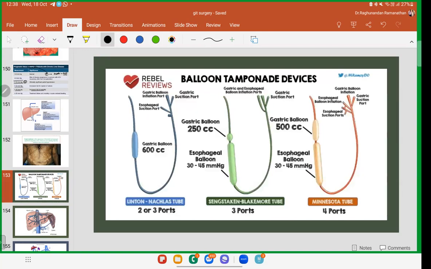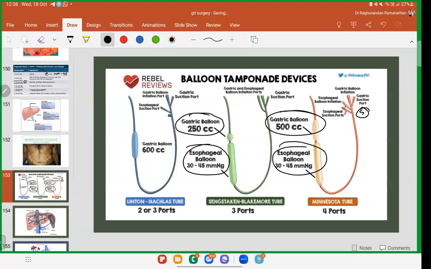So in Sengstaken Blakemore tube, you're going to have 2 balloons. Can you see here? This is your gastric balloon. Then you're going to have esophageal balloon. And Minnesota is also going to have 4 channels and 2 balloons. Can you see here? You're going to have 4 channels here, and 2 balloons here, esophageal balloon and your gastric balloon. Whereas in your Linton's tube, you're going to have 3 channels, gastric suction port, gastric balloon inflation port, esophageal suction port, and you're going to have only 1 balloon, that is the gastric balloon. Okay, so this you need to remember.